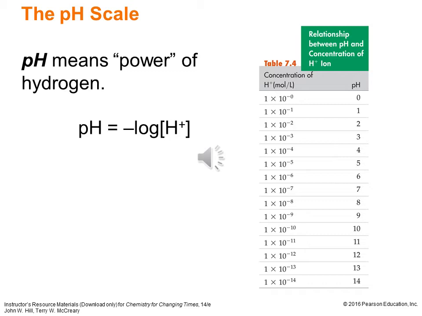Alright, so why do we call it pH? Well, it literally means pouvoir d'hydrogène. It's from the French for power of hydrogen. And it is an equation. The pH equals the negative log of the H3O+ concentration.